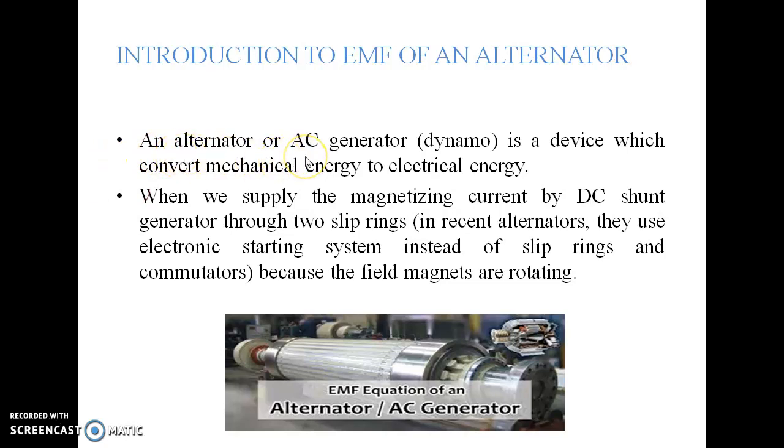An alternator, or AC generator, or we can say dynamo, is a device which converts mechanical energy into electrical energy, obviously. We supply the magnetizing current by an external DC source, let's say a DC shunt generator, through two slip rings. In recent alternators they are using an electronic starting system instead of slip rings and commutator, because the field magnets are rotating. After getting the supply only, the field magnets will start rotating.